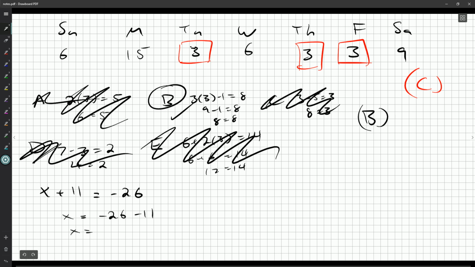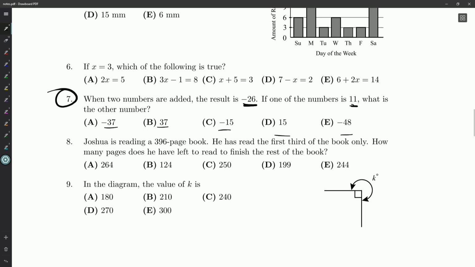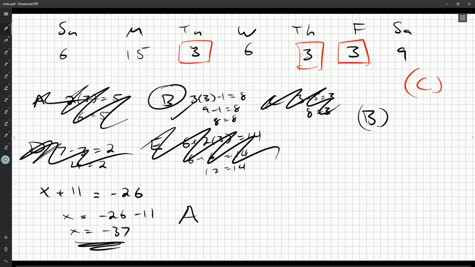So minus 26 subtract another 11 is minus 37. Feel free to grab your calculator and verify that. And I think that was A. Yes, it was. We bubble in A. And that's all it takes.